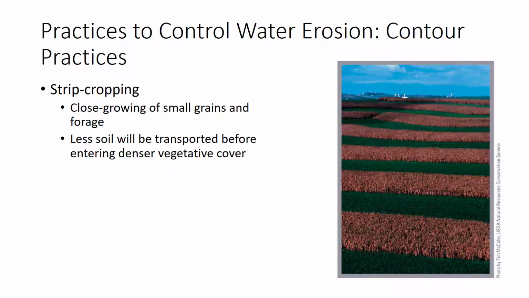Strip cropping adds another layer of protection to contour tillage and can be more effective in areas of moderate rainfall. Adding conservation tillage adds yet another layer of protection.